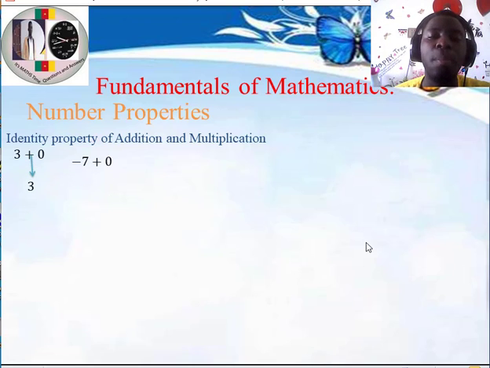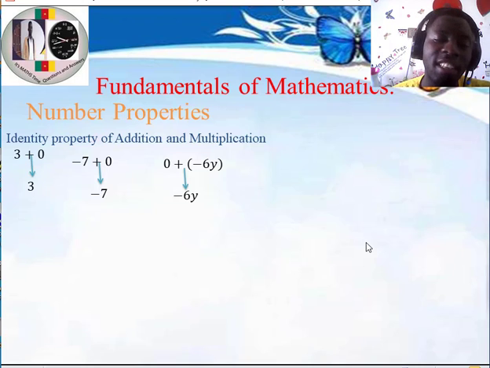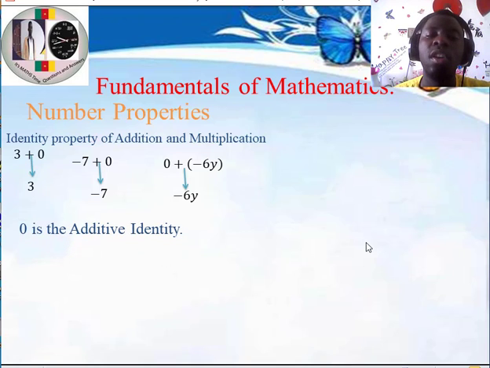Let's take another example. Minus 7 plus 0. We are going to have minus 7. What about 0 plus minus 6y? We are still going to have minus 6y. So in these 3 examples, we are seeing that no matter what the number is, if we add 0 to it, then that number will remain unchanged. The identity of that number will be unchanged. Therefore, we are going to call this 0, which makes any number unchanged when added onto that number, the additive identity. And we are going to call 0 the additive identity of any number.